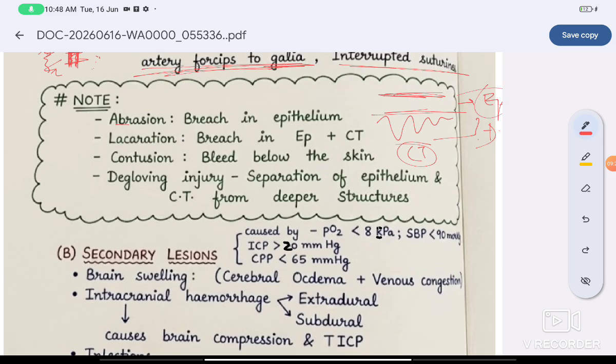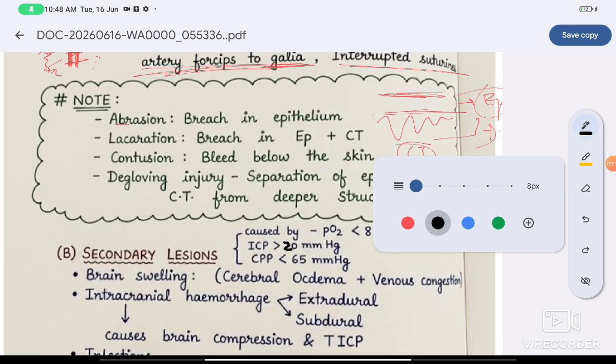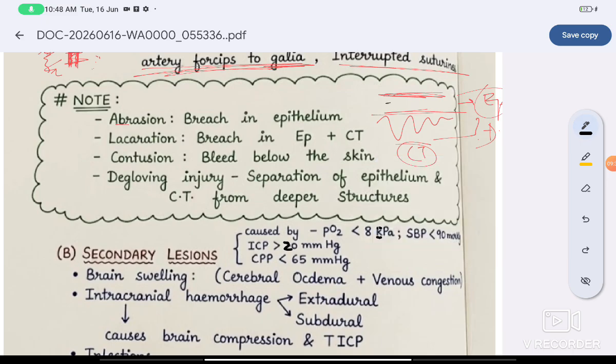The topmost layer is the epithelium. So in abrasion the injury lies only to the level of epithelium here. Like minor scratches and all, you call it abrasion. Next is laceration. Laceration means a breach in epithelium and connective tissue. It is like this, extending full thickness. So this is known as laceration.